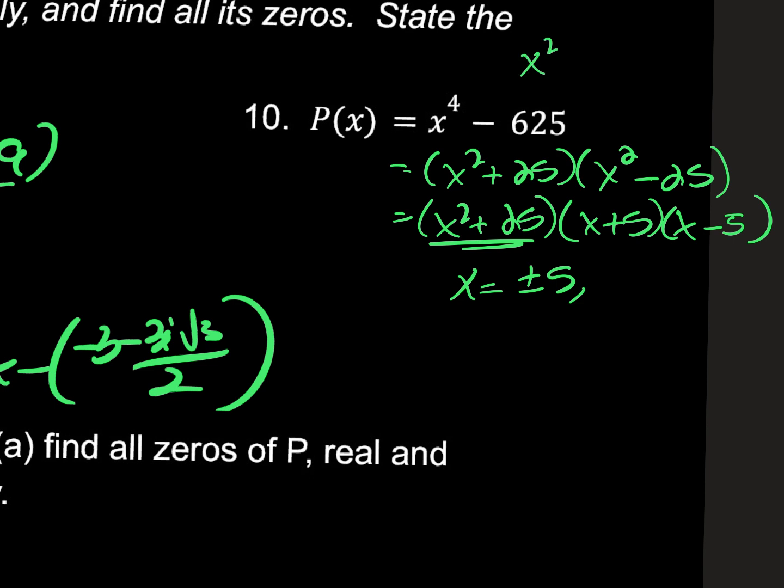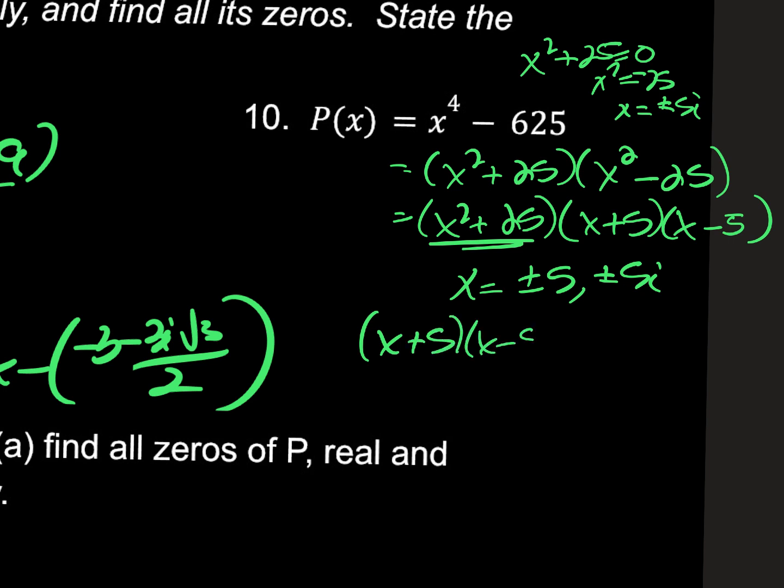I need the 2 zeros out of here, so again, let's just do this. x squared plus 25 equals 0. Move the 25 over, it becomes negative. Take the square root. You get plus or minus 5i. So my other 2 zeros are plus or minus 5i. My completely factored form is going to be x plus 5, x minus 5, x plus 5i, and x minus 5i.